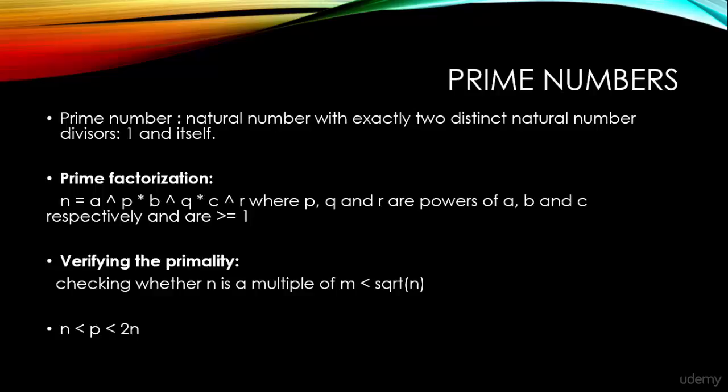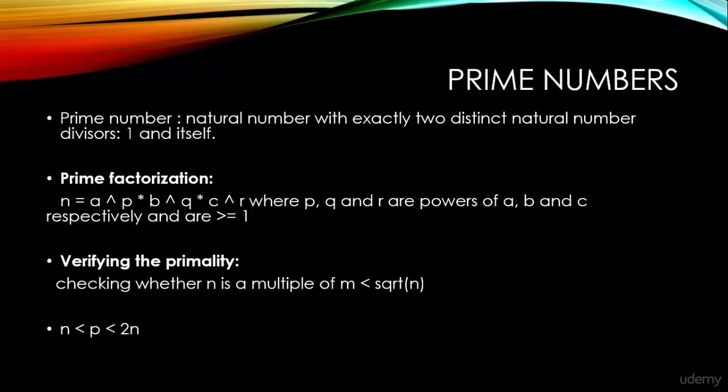Only positive numbers can be primes, and there are infinitely many prime numbers. The only even prime number is 2, since any larger even number is divisible by 2. Also, 2 is the smallest prime.